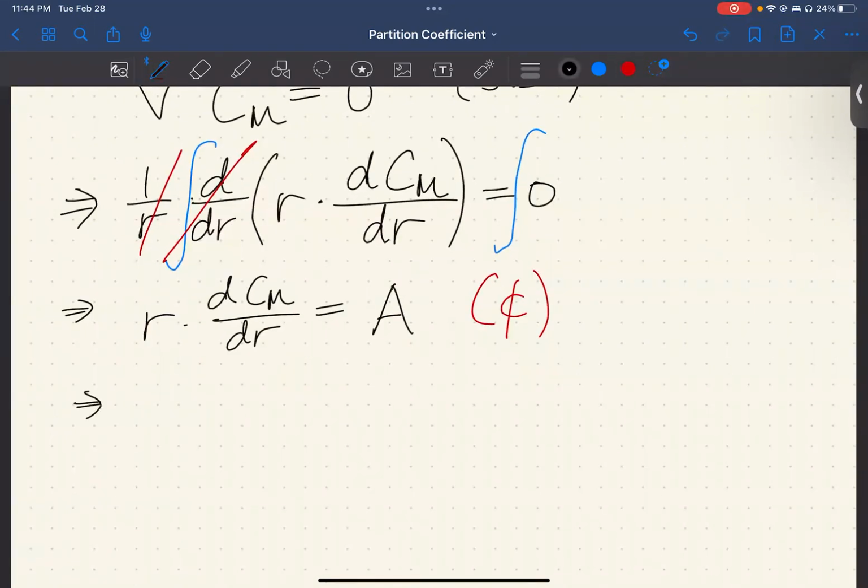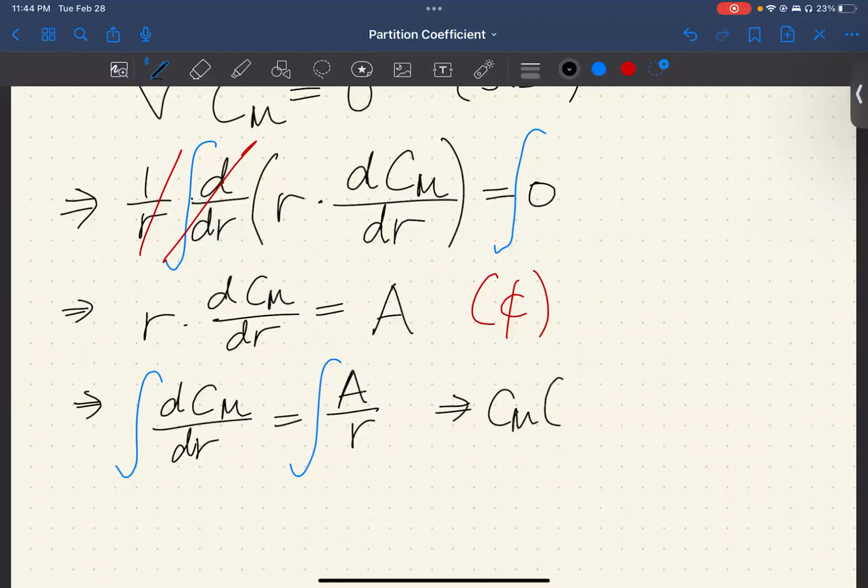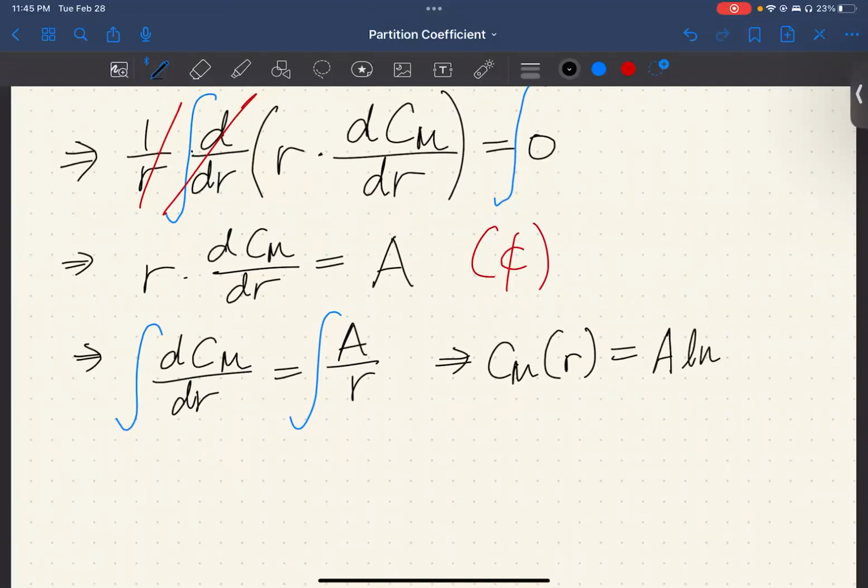Then we can move the r over to the other side. Then we have the derivative of the concentration in the membrane with respect to r is equal to A over r. Take the integral of both sides. Hopefully we all know this by now. And we're left with an actual expression for the concentration profile with respect to r, which is equal to A natural log r plus another constant. And remember, the constants are important. They are important because we use our boundary conditions to actually find those constants.